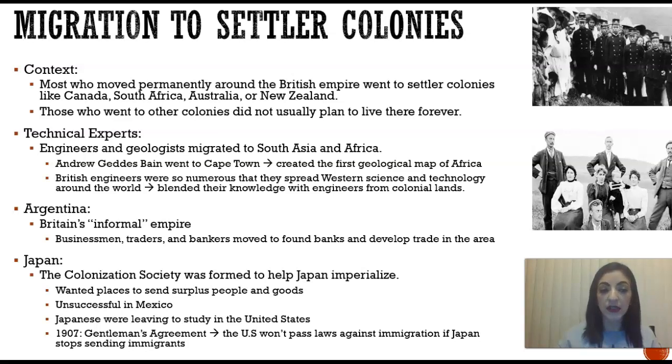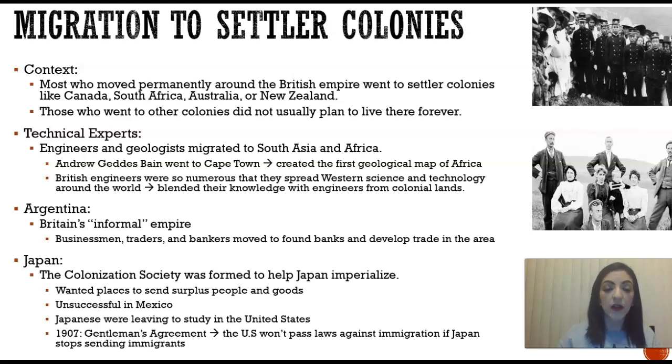Argentina is Britain's informal empire. This was, like I talked about yesterday, the playground of the rich, kind of, if you will. You had businessmen, traders, bankers moving to establish banks and trade in the area. It was kind of like their Las Vegas, if you think about it like that. It was a place for them to escape and a place for them to go and spend money.